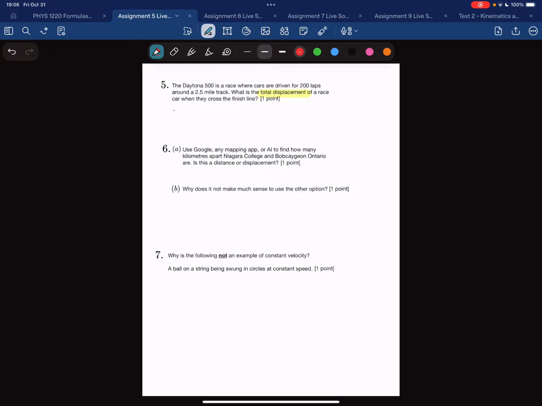Total displacement, the start and finish are at the same location. So total displacement is 0.